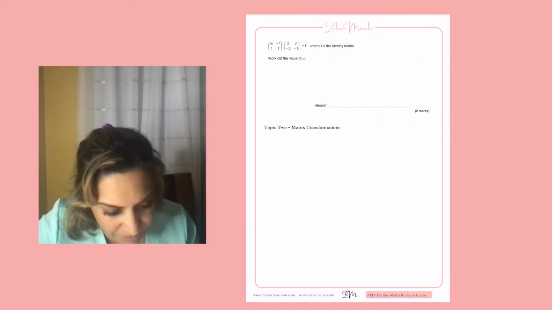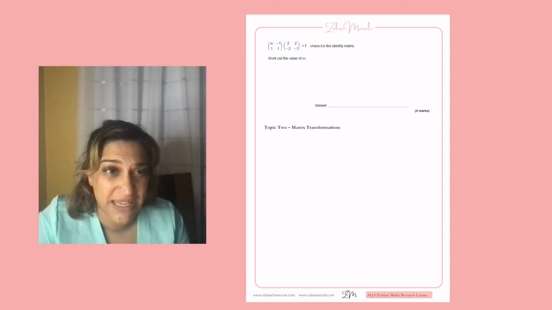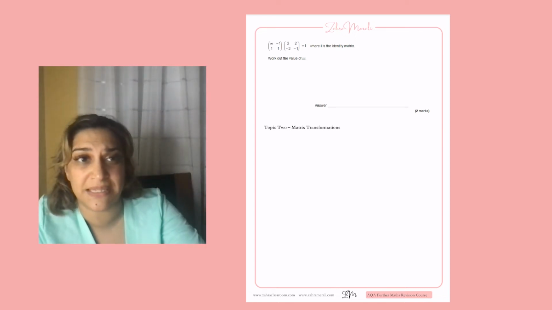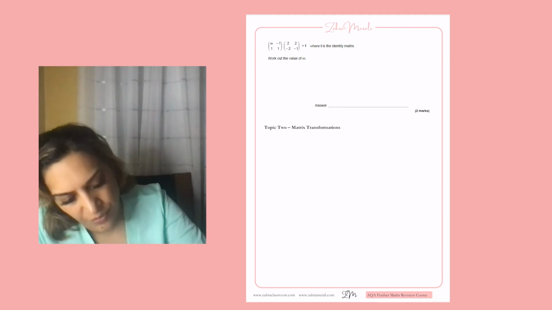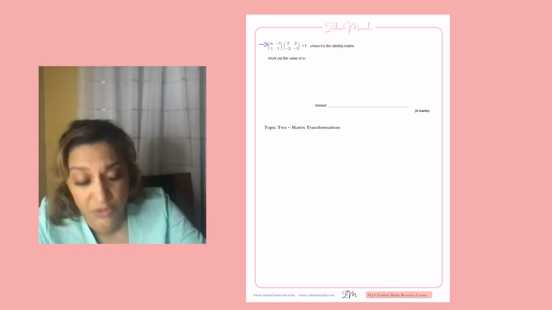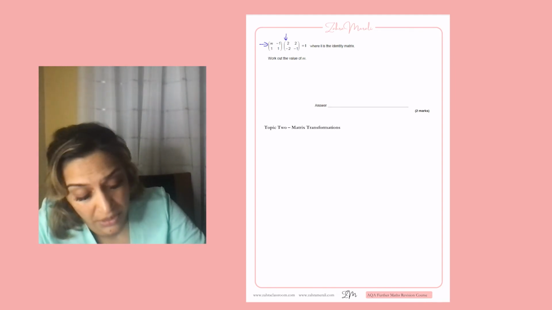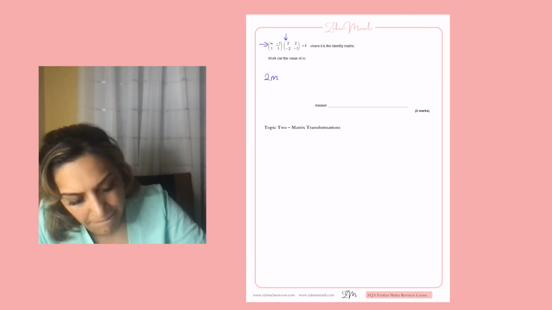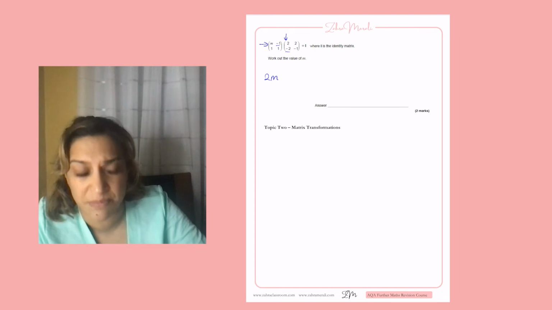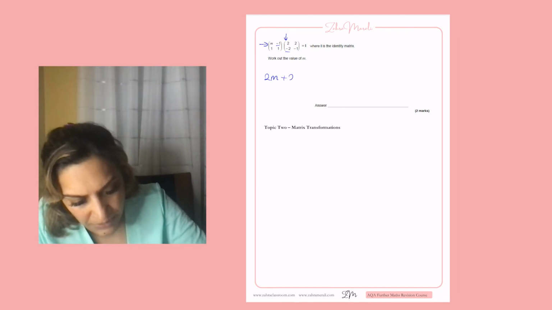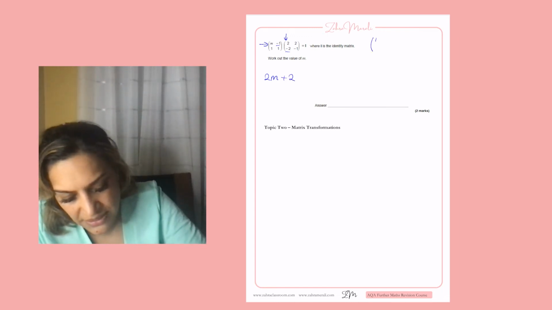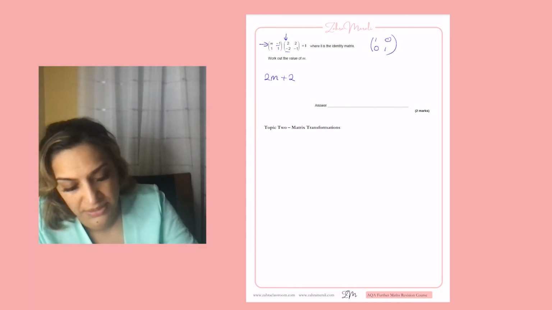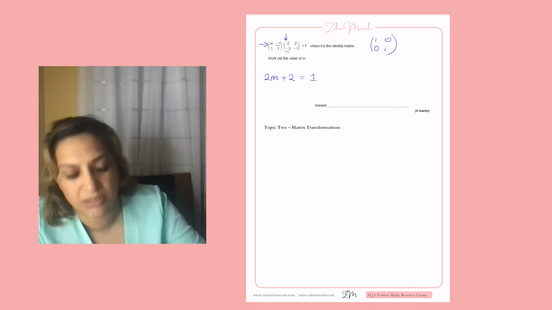The next one, we've got an identity matrix again. So we're going to be multiplying this out. So remember, we've got the first row times the first column. So you're going to get 2 times m to give you 2m. Minus 1 times minus 2 to give you plus 2. And remember, the identity is 1, 0, 0, 1. So that equals 1.